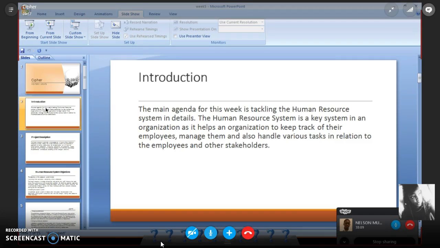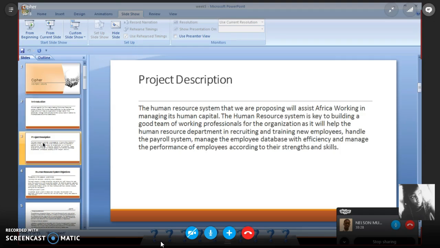So this week we based on the human resource system in detail. Basically, the human resource is a key system in an organization as it helps the organization to keep track of their employees, to manage them, and also to handle the various tasks in relation to the employees and the other stakeholders. So the next will be a project description, and the human resource system that we are proposing for Africa Working will help them to manage the human capital.